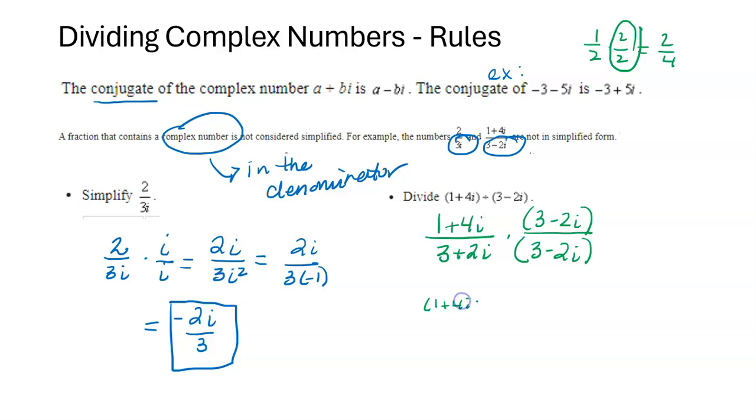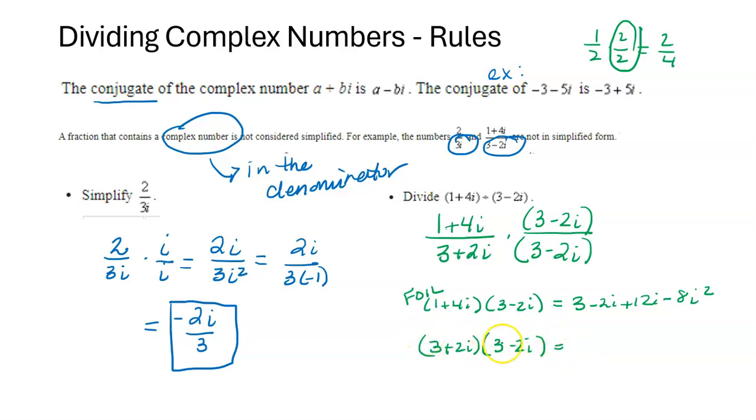So we have 1 plus 4i times 3 minus 2i. This is the top. So we're going to FOIL: first, outside, inside, last. First is 3, outside is -2i, inside is +12i, last is -8i squared. Okay, then we're going to do the bottom. First is 3 times 3 is 9, outside is -6i, inside is +6i, and last is going to be -2i squared. Okay.